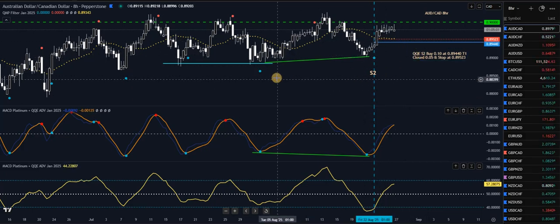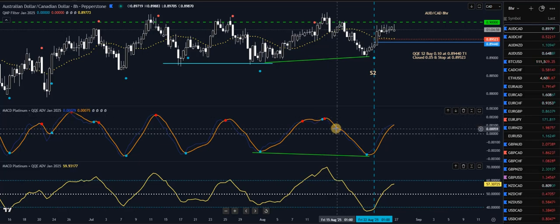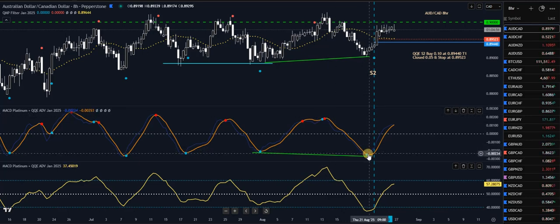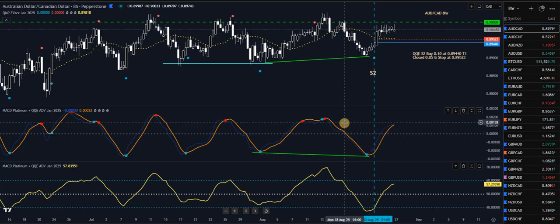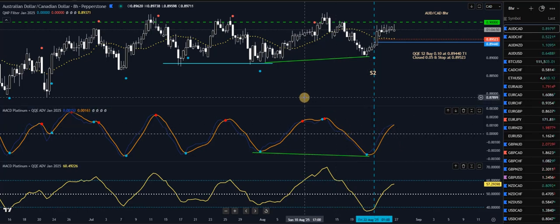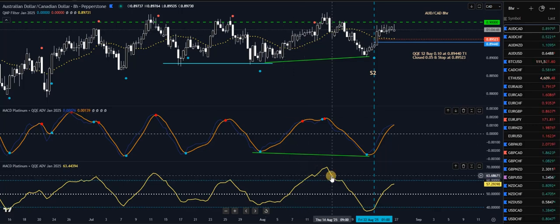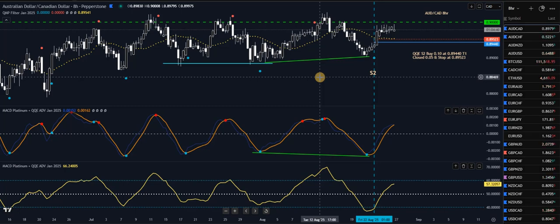I do take other valid setups on the MACD Platinum, or the higher probability setups, but I need a couple of things to happen with them. It's either a hedge on a trade that's gone against me on the QQE, or I need some other sort of strong resistance, strong support level, or hidden or regular divergence or something like that. So we'll just go through them.